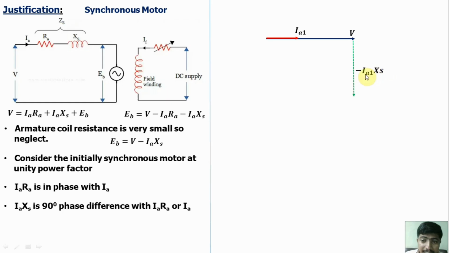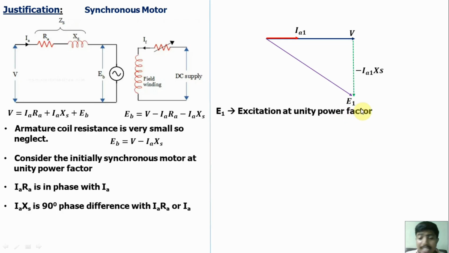Ia1Xs is at a 90-degree phase difference with Ia1. Okay, it's a negative value, so we draw it in the downward direction. E is equal to the phasor addition of V and IaXs. So we'll get this. This is the E1 value. Clear? Here E1 is the excitation at unity power factor.